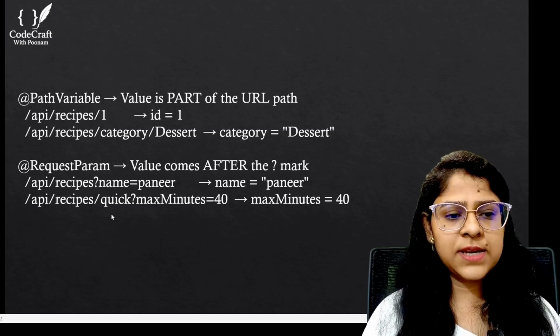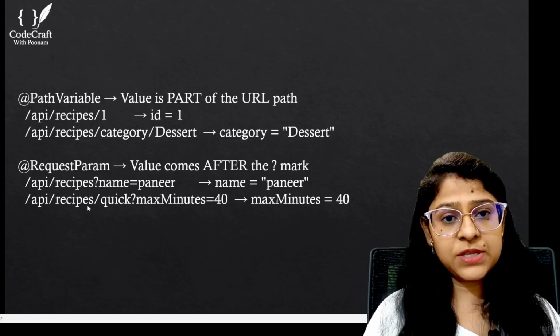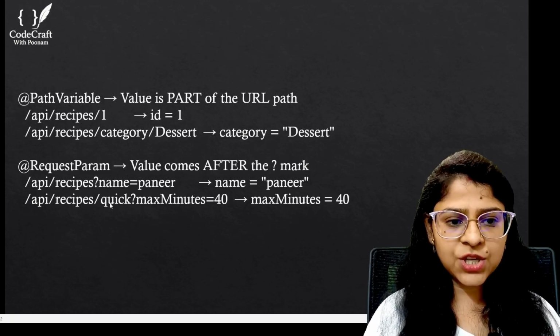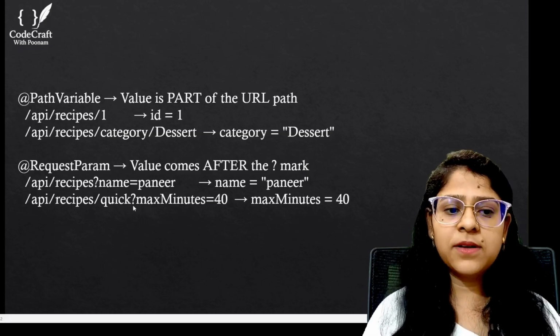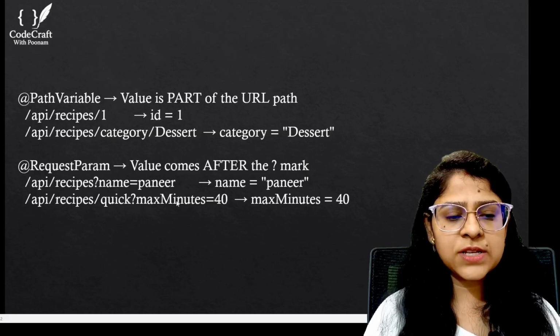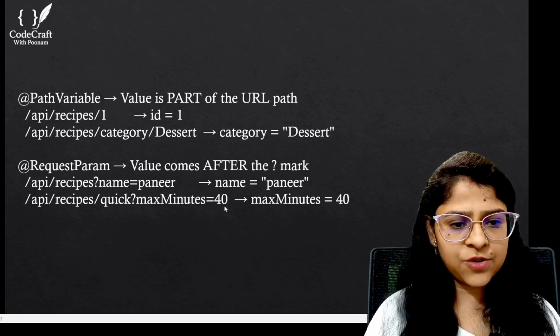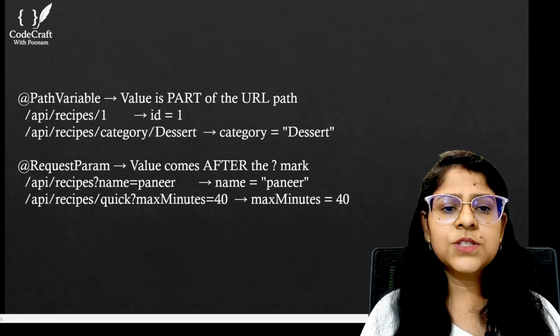So here now you can see another example, that is /api/recipes. This is our base URL, right? Now /quick?maxMinutes=40. So this is our key and this is our value.